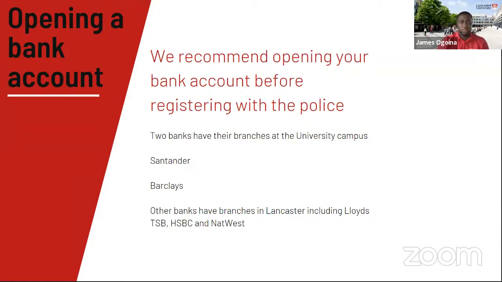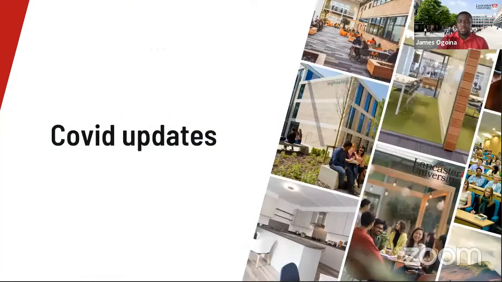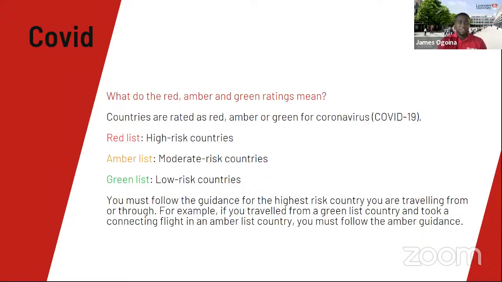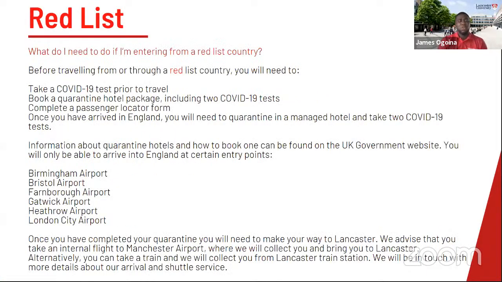Lancaster, when you arrive in Lancaster. So let me share some updates on COVID-19. As you know, things change very fast. The advice from the UK government is updated every 2 weeks. So we have categories. Different countries are listed. We have countries that are on the red list, amber list, and the green list. I think Nigeria is currently on the green list. So let me share some details about what I mean by those travel restrictions.